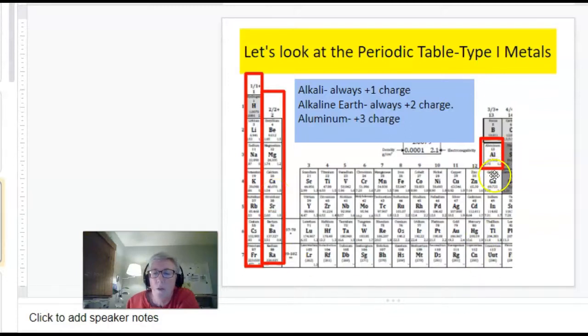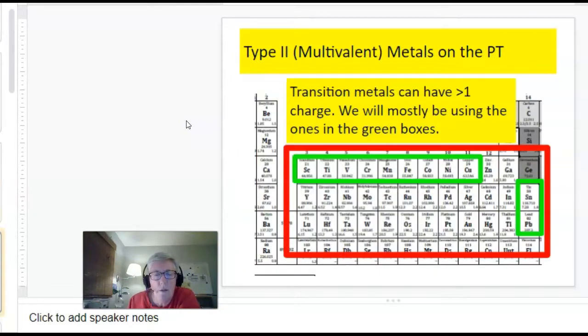And then aluminum over here will always have a +3 charge. So aluminum is also considered a type 1 metal. So that's what I mean when we say they'll always have the same charge. You know, it's not going to be variable. The transition metals, on the other hand, can have more than one charge.